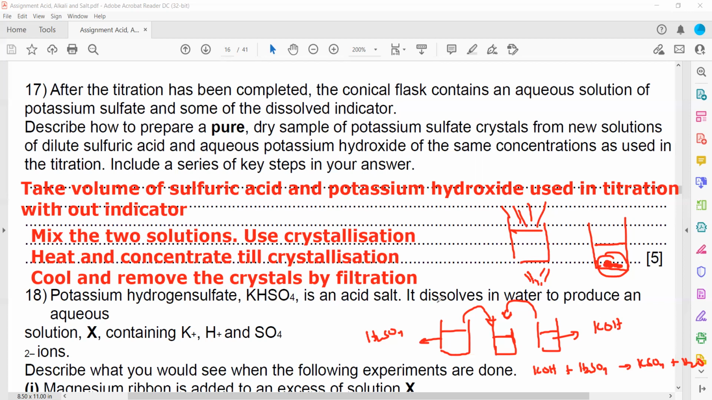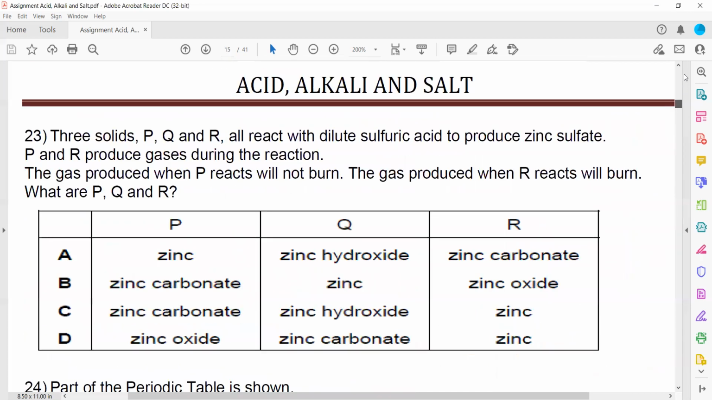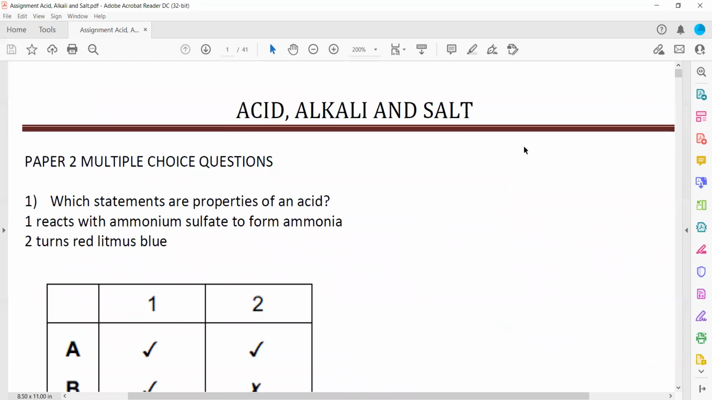So these are the questions related to this topic. Last week we did the multiple choice questions, and this week we did the structured ones. Next session we'll start a new topic, which is chapter 9, the periodic table.